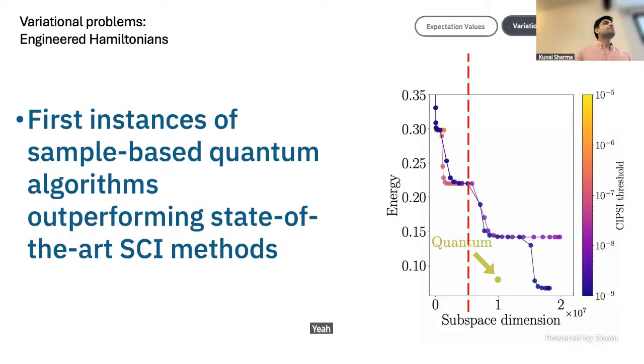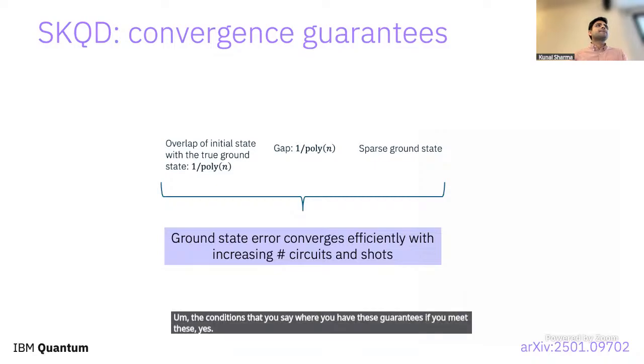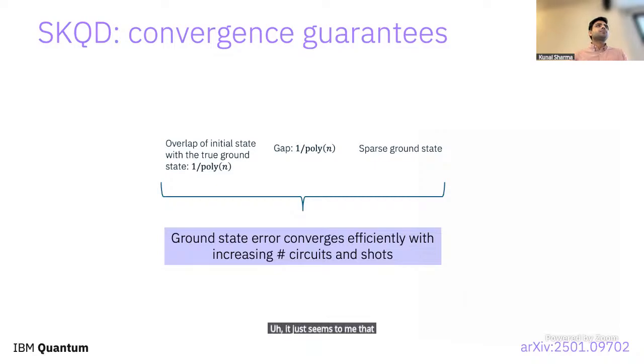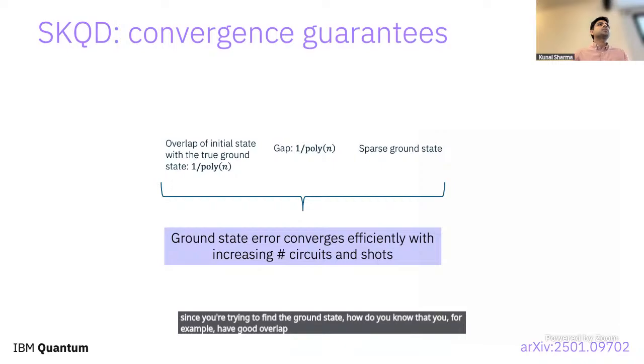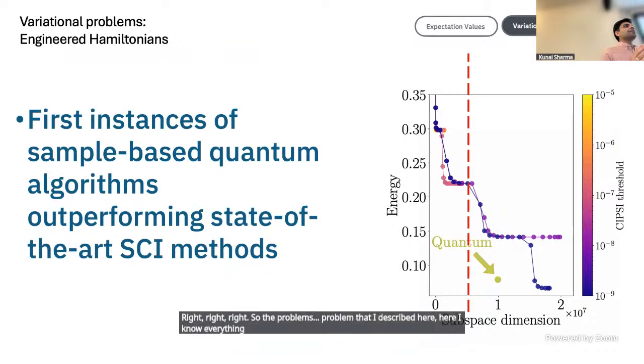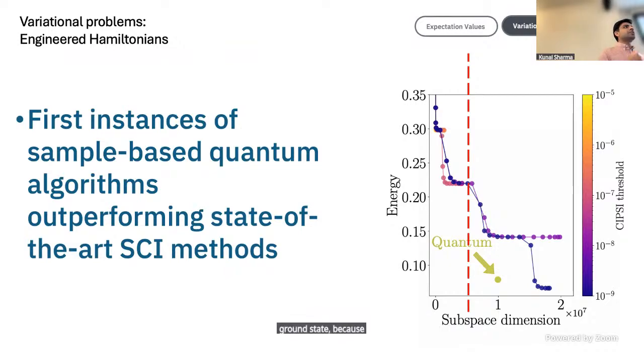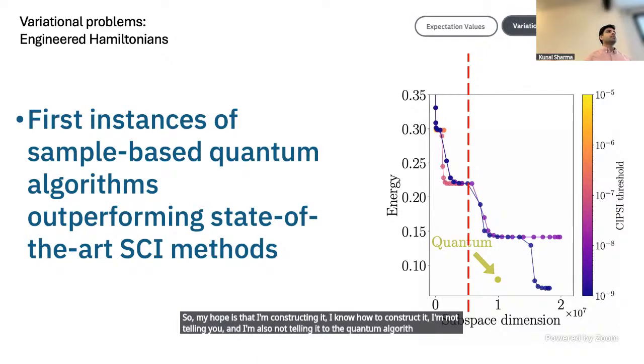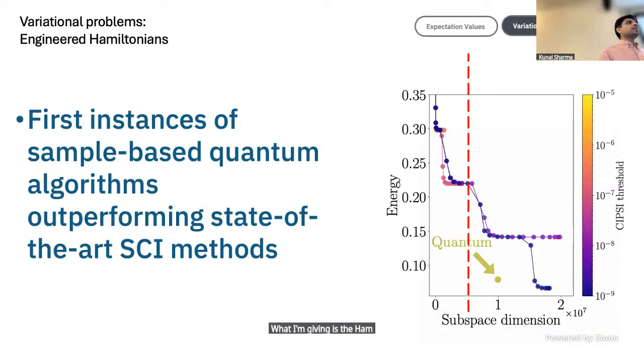I have a stupid question, I think. The conditions that you say give you these guarantees if you meet them: since you're trying to find the ground state, how do you know that you, for example, have good overlap with the ground state? So right, for the problem that I described here, I know everything about the ground state because I'm artificially constructing it. I know how to construct it. I'm not telling you, and I'm also not telling the quantum algorithm. What I'm giving is the Hamiltonian and then the initial state.